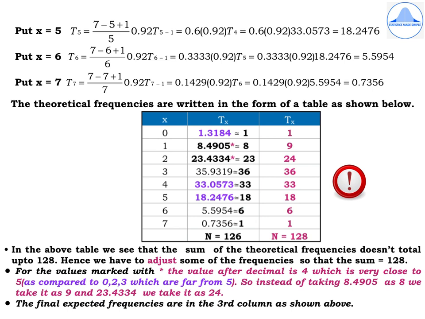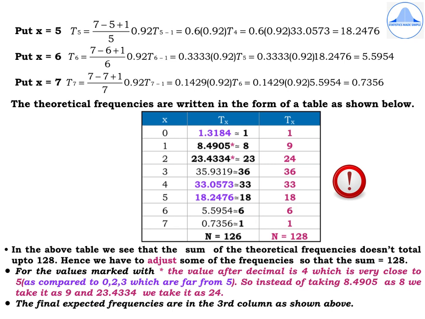Now that we have obtained all the 7 theoretical frequencies, we write them in the form of a table. So in the first column, write down the x values 0, 1, 2, 3, 4, 5, 6, 7. In the next column, write Tx, which is 1.3184. I have approximated to 1 because the value after the decimal is 3, which is less than 5. Okay, so 1.3 we can't increase it to 2, so we just write it as 1.